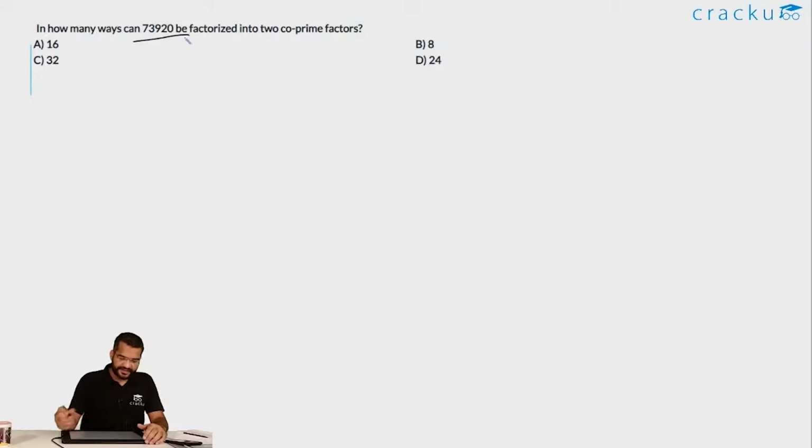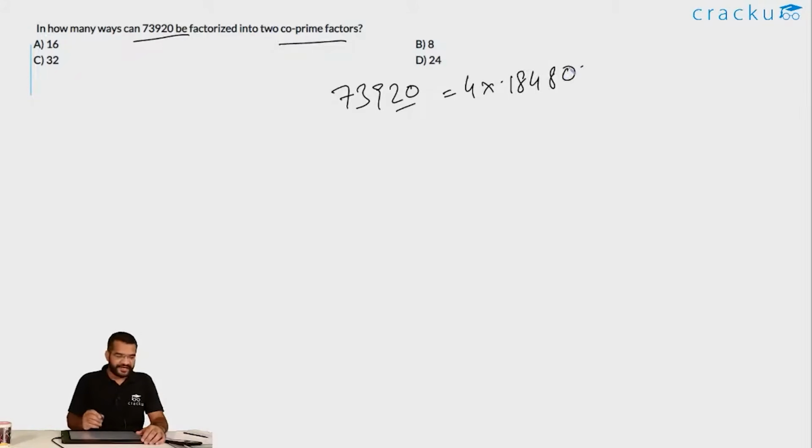So we are supposed to calculate in how many ways can 73,920 be factorized into two co-prime factors. So let us first calculate the prime factorization of 73920. Again, use your calculator to calculate the prime factors fast. You can easily see that the last two digits are 20, so this has to be a multiple of 4. If you divide this by 4, this is equal to 4 into 18480. I used my calculator to get this.